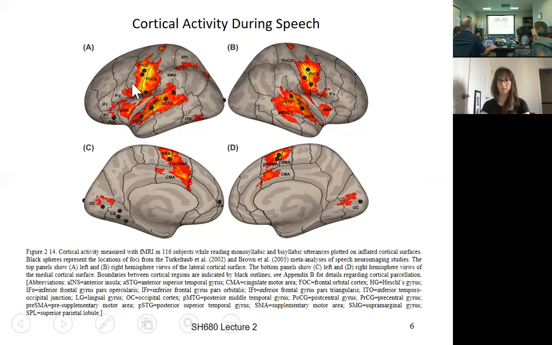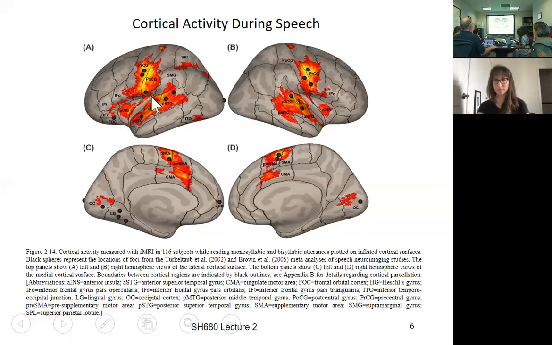The main regions that we see here are the precentral gyrus and the postcentral gyrus. These black spheres are meta-analysis coordinates from studies that did a meta-analysis of speech minus baseline, and the black spheres are just superimposed on the activation from our study of 116 subjects. The thing to note here is how well these line up, basically, that these are consistent regions found across pretty much all speech studies.